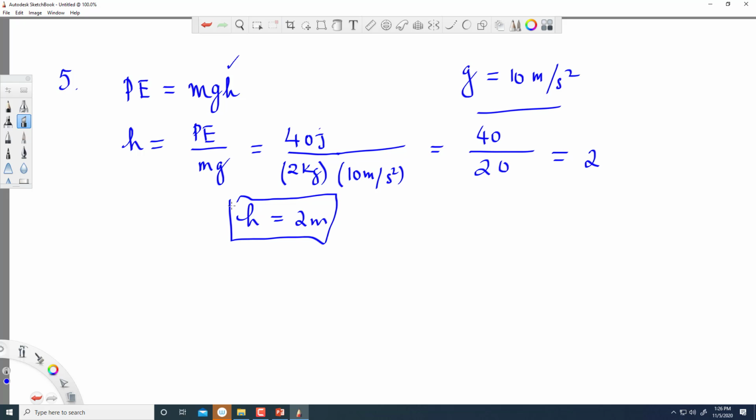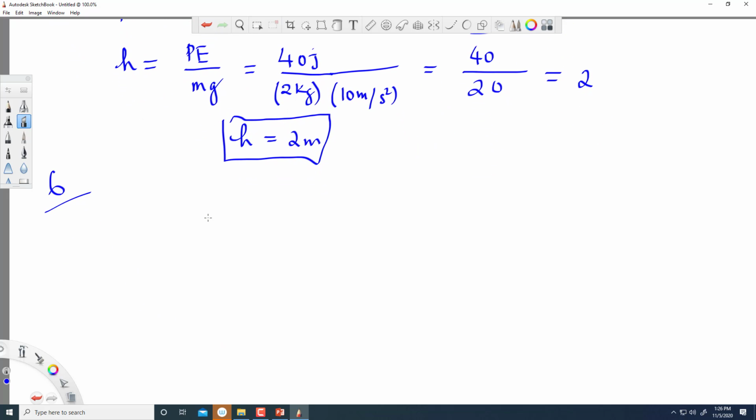And let's go to number 6. A 0.5 kilogram object has the kinetic energy of 20 joules. At what speed must the object be moving? So it gives us the kinetic energy, and we know the formula. Kinetic energy is 1/2 mv squared. Now we want to write this in terms of v. That's what we want to find. So we need to do a little bit of rearranging here.